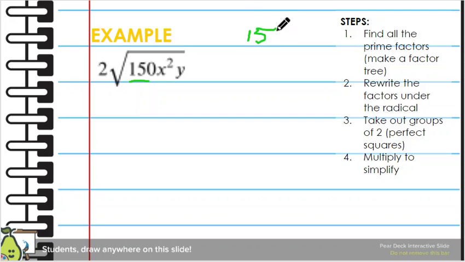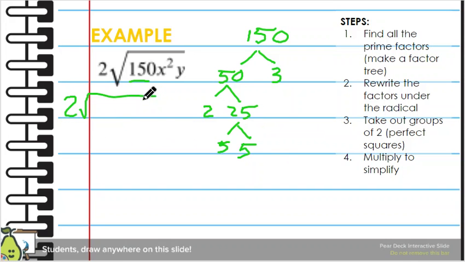So that 150, I'm going to need to break down and say, all right, what times what gives me 150? Well, I know 50 times 3 would give me 150. 50, 100, 150, yep. 50 I can break down more. I know 2 times 25 would give me 50. And 25 I can break down more into 5 times 5. So now I want to rewrite this under the square root with all my prime numbers. So I have a 2, I have a 5, I have another 5, and I have a 3.